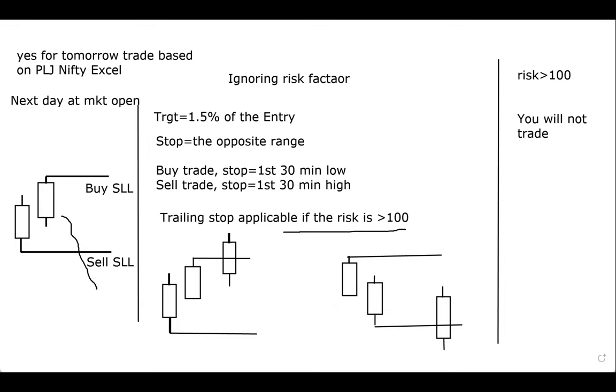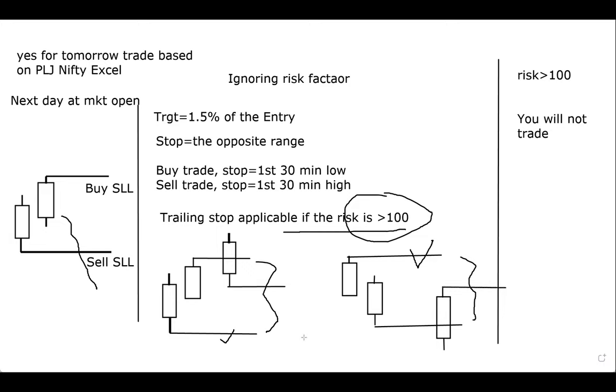Now, if you see that the difference between these, because this will be your stop loss in this case, is greater than 100, in that case you will apply the trailing stop loss. And where will you place the trailing stop loss? You will place it at the low of the execution bar in case of a buy, and at the high of the execution bar, at the close of this bar, in case of a sell.